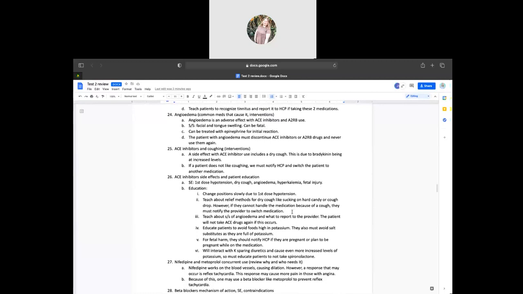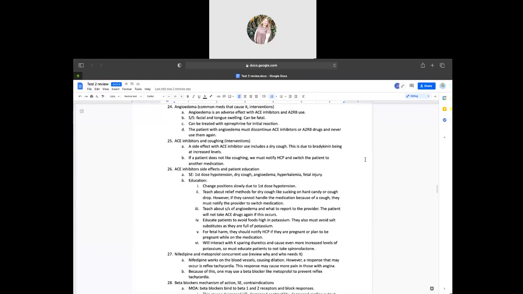Now we're going to move on to our RAS system drugs. The RAS system is activated when somebody has a low blood pressure, and it helps to increase that blood pressure. However, a lot of these medications block at certain places in the RAS system, causing the patient's blood pressure to be lowered and to have vasodilation in the system.